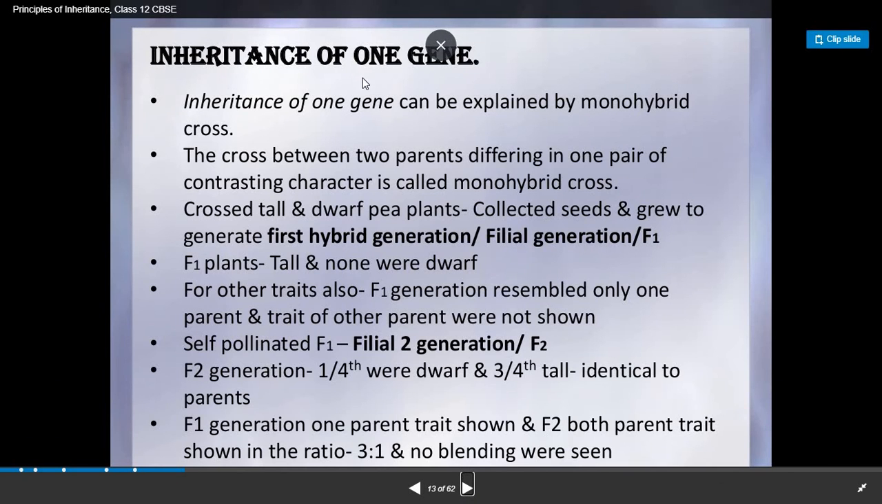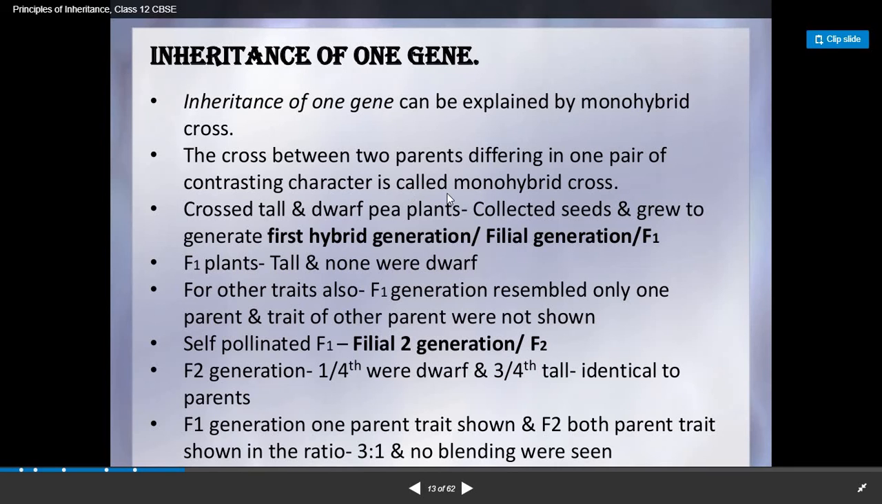Now, inheritance of one gene. This was the first experiment that was conducted by Johann Gregor Mendel. This is explained by the monohybrid cross. Now, what is this monohybrid cross? The cross between two parents differing in one pair of contrasting characters is called a monohybrid cross.